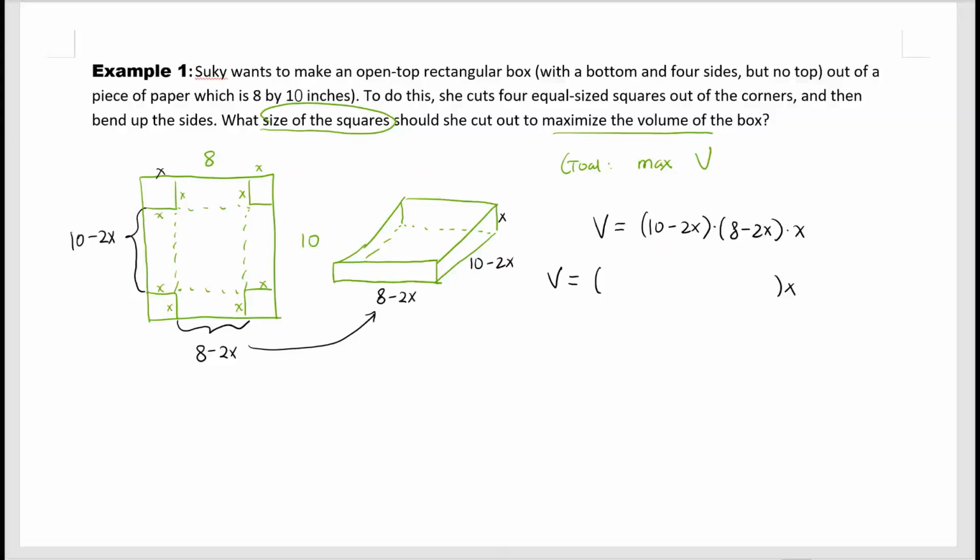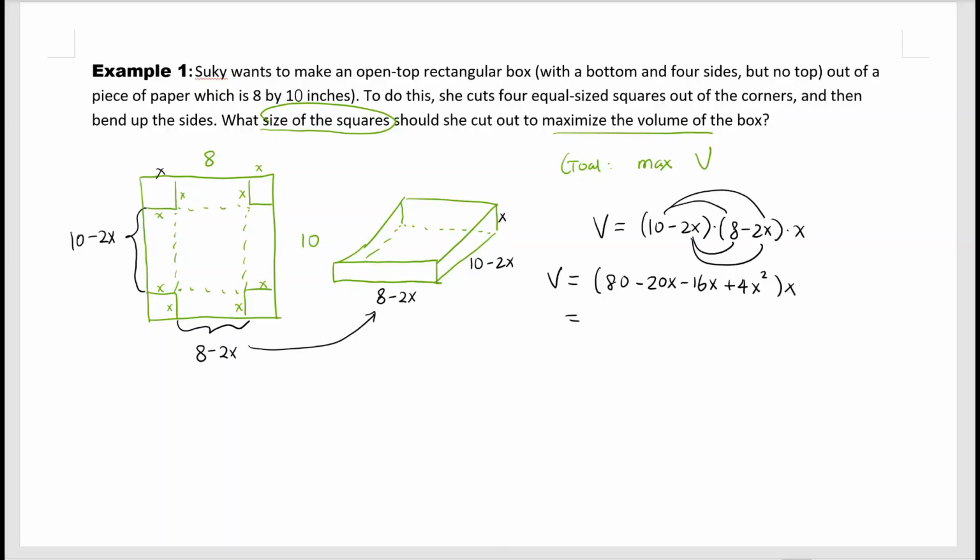10 minus 2x times 8 minus 2x. So 10 times 8 is 80. 10 times minus 2x is minus 20x. Minus 2x times 8 is minus 16x. Minus 2x times minus 2x is plus 4x squared, right?